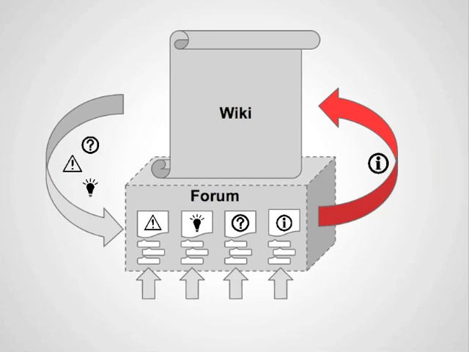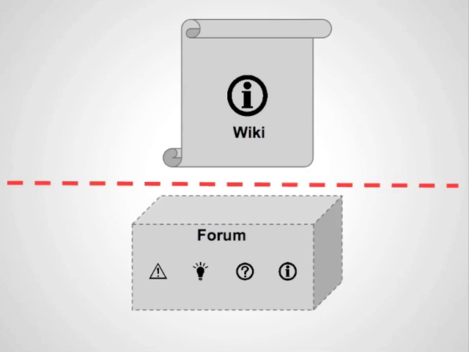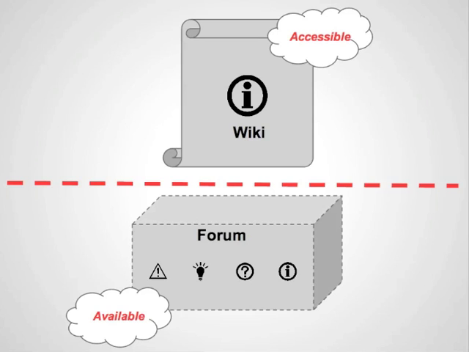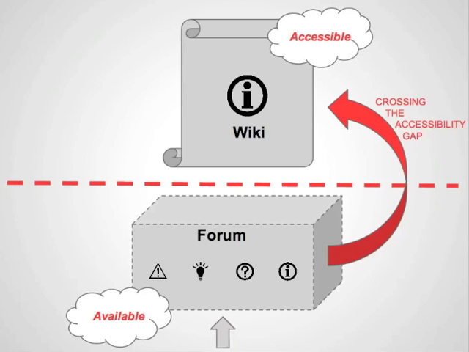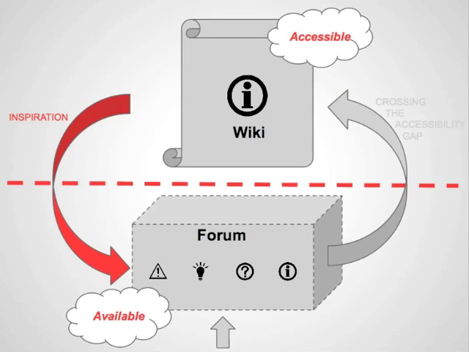Our format for this collaborative design process draws a clear separation of discussion and documentation. It's the difference between information that is available and information that is accessible. So the fire hose of information bombards the forum, and discussions lead to consensus on how to cross the accessibility gap onto the wiki page. And that knowledge inspires us to do this again and again.